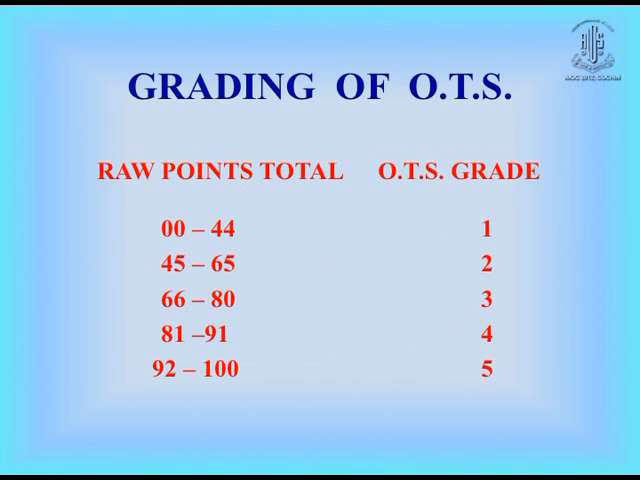Now, what number you get, again it is graded. If the raw points are between 0 and 44, you say it's grade 1. If it's 45 to 65, you say grade 2. 66 to 80 is grade 3. 81 to 91 is grade 4, and 92 to 100 is grade 5. So you have OTS grade from 1 to 5. And this will give you a rough, approximate recovery prognosis.